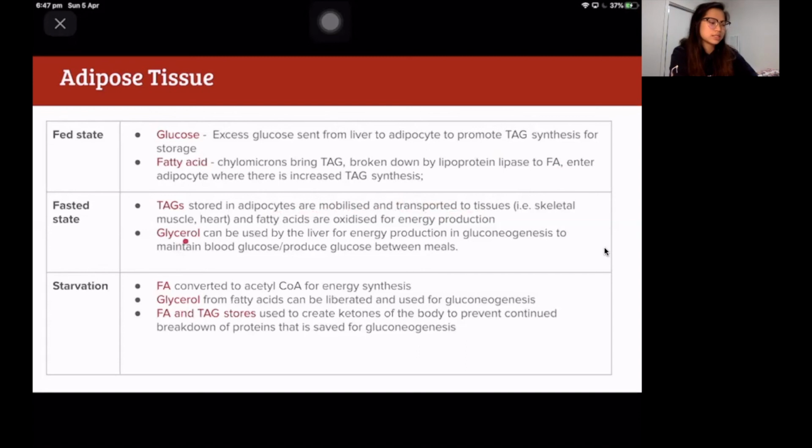And the glycerol in the TAGs can also be used by the liver for gluconeogenesis to maintain blood glucose between meals. But in starvation mode, these fatty acids can be converted to acetyl-CoA, once again for energy synthesis. And then, once again, the glycerol can be used for gluconeogenesis. But most importantly, the fatty acids in TAG stores can be used to make ketones. And ketones can be used by some specific organs, such as the brain and the heart, to prevent continued breakdown of proteins for gluconeogenesis until we really, really need it at the end.